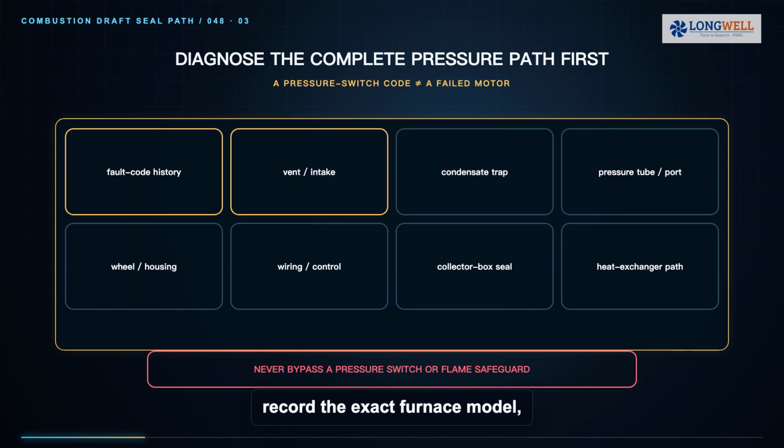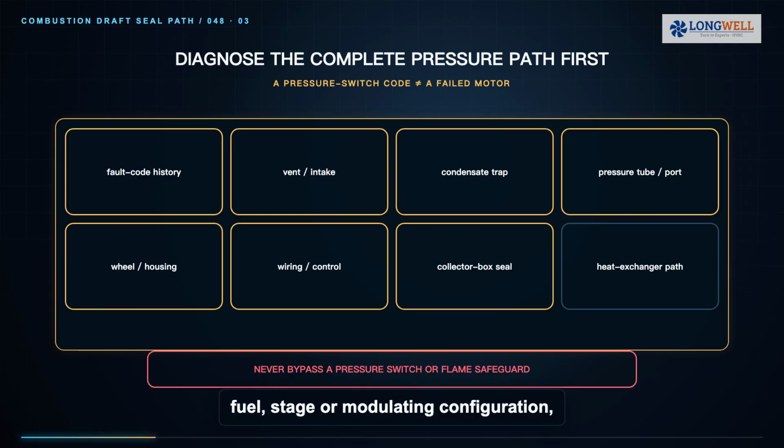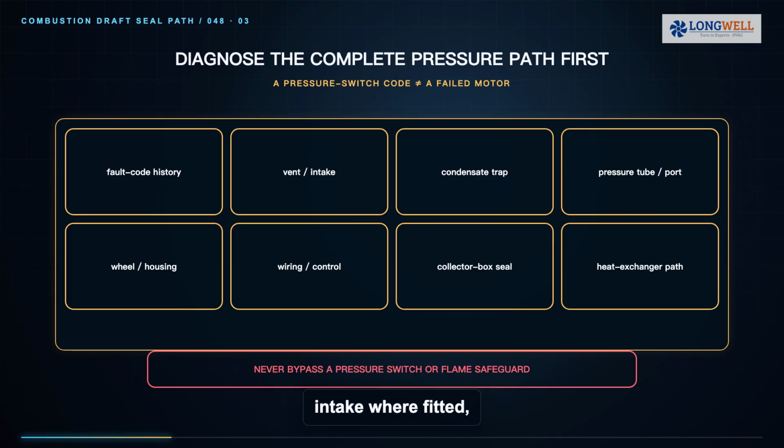Before ordering parts, record the exact furnace model, serial number, orientation, fuel, stage or modulating configuration, and the complete fault code history. Follow the unit service procedure to check the vent termination, intake where fitted, condensate drain and trap on condensing furnaces, pressure tubing and pickup ports, wiring, connectors, wheel condition, and the collector box seal. A blocked flue, water-filled tube, cracked hose, loose connector, damaged wheel, failed control or restricted heat exchanger can imitate an inducer failure.